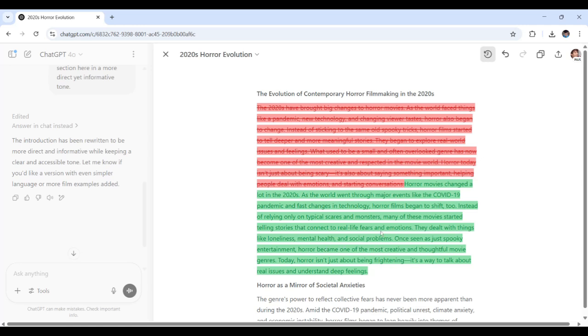See, that adds the informative and direct tone with that detail. Once seen as just spooky entertainment, horror became one of the most creative and thoughtful movie genres. Today, horror isn't just about being frightening. It's a way to talk about real issues and understand deep feelings.